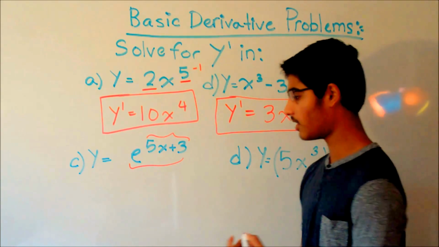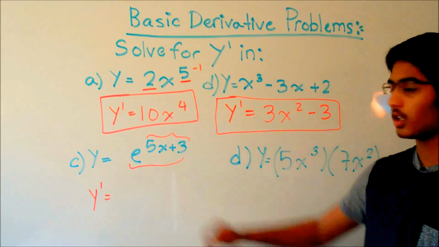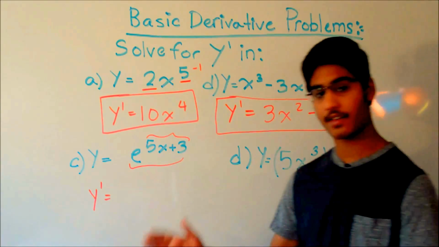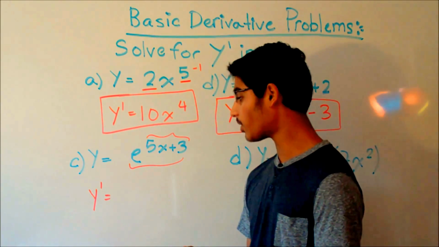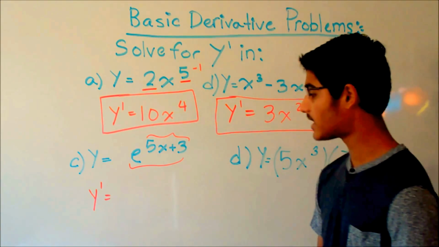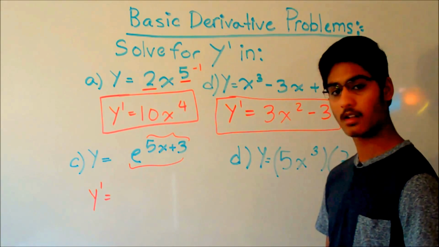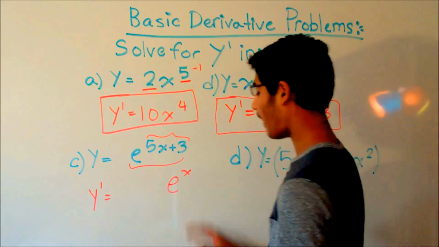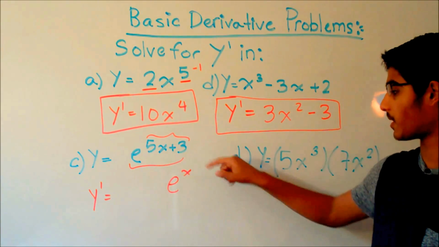So let's get started. Y prime is equal to the derivative of the outer function. Technically the outer function is e to the x, but we have 5x plus 3 inside of the x. So what do we have to do? We have to take the derivative like we're doing e to the x, but instead of wherever we put x's in that derivative, we have to put in 5x plus 3. Let me restate that: we find the derivative of e to the x, and then wherever there's an x, we'll put in 5x plus 3.